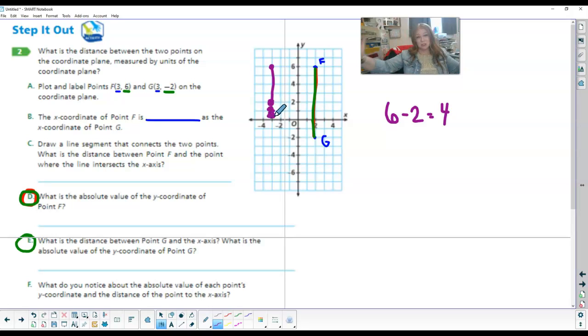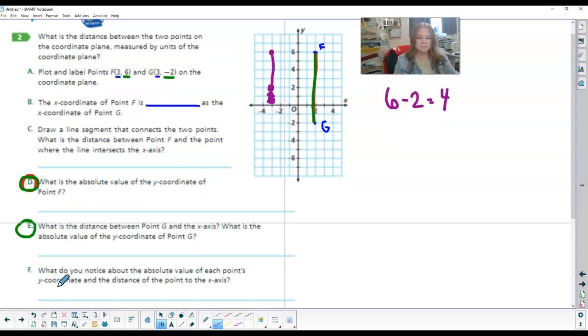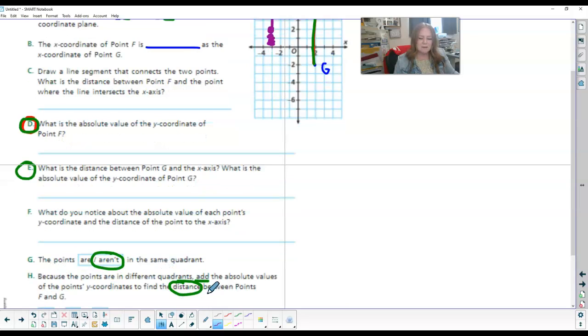And if they go across 2 different quadrants, then you put them together by adding. So that right here, this adding, right, is helping us make this connection between C, D, and E to answer the question for F. So there is task 2.